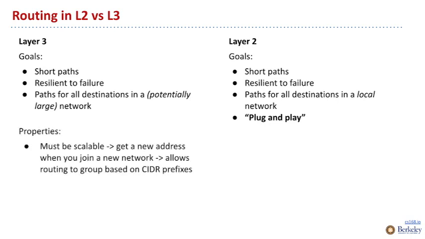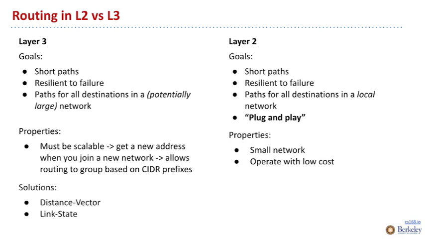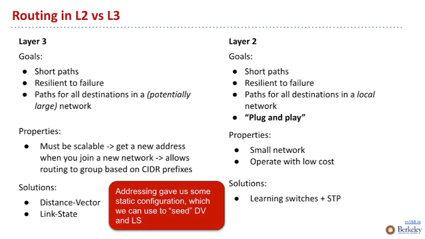And so L3 has this property where it has to be scalable. There's this whole question of addressing and how we handle addressing. Whereas L2 is a small network, and it needs to be operated with lower cost and lower setup difficulty. And so we find that distance vector and link state are a better fit for L3, where they scale well, but they require some initial setup with addressing, which gives us some sort of static configuration.